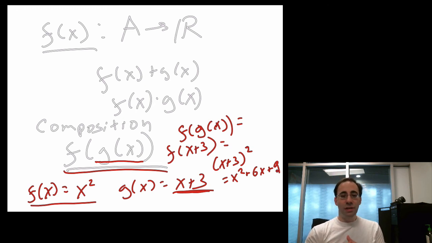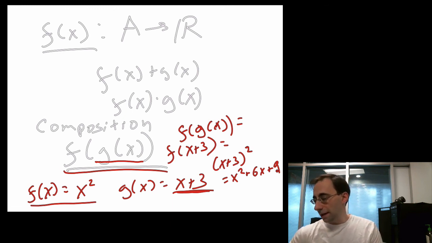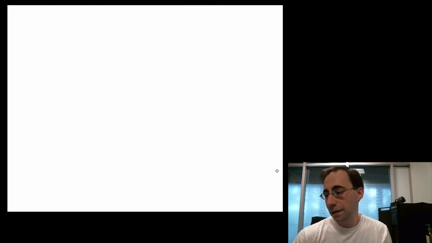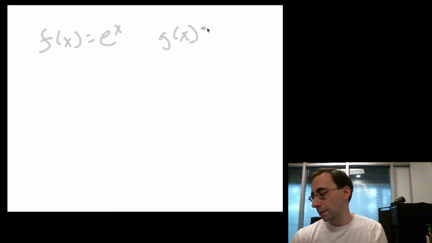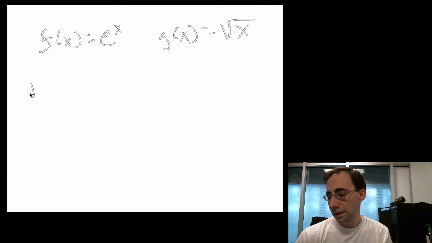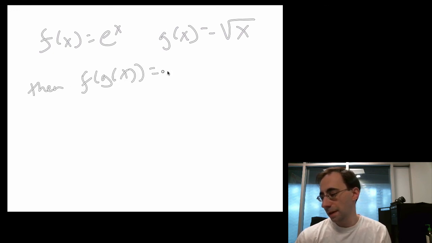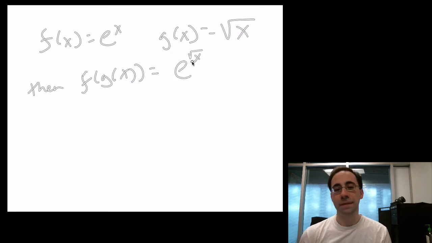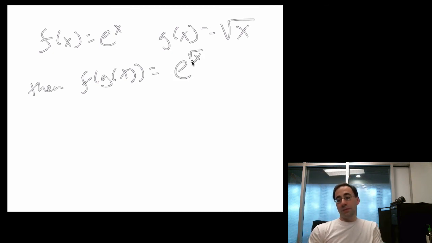Function composition allows us to make more complex functions out of simpler ones. Let's try again. If f of x equals e to the x and g of x equals the square root of x, then f of g of x equals e to the square root of x. It's a fairly complicated function. I couldn't draw it for you right now, but you can write it pretty simply out of these two component parts that we could draw that are simpler.